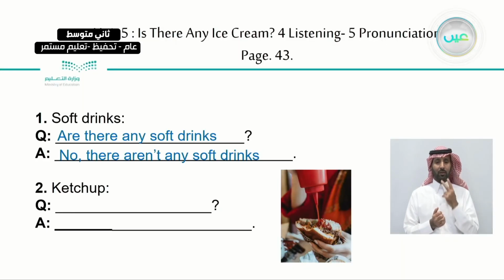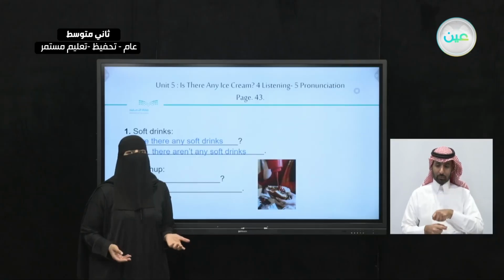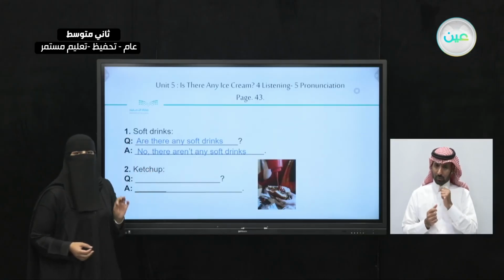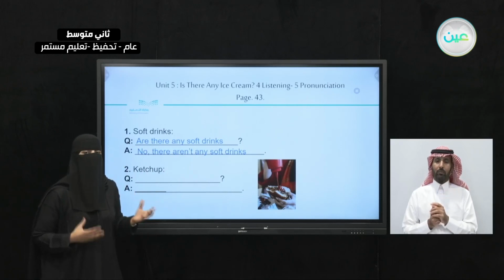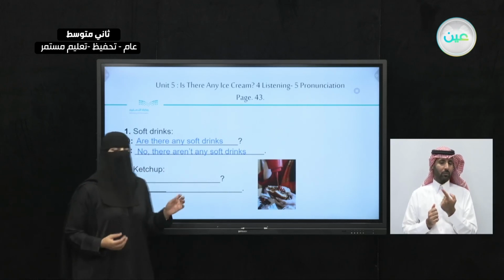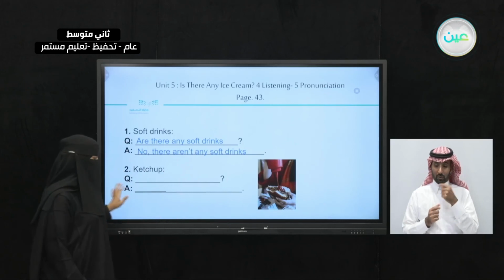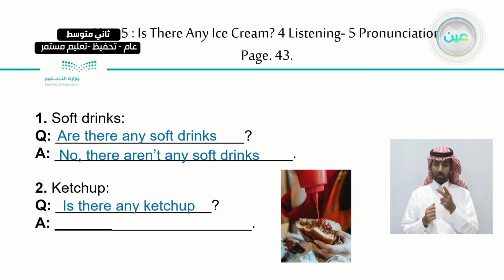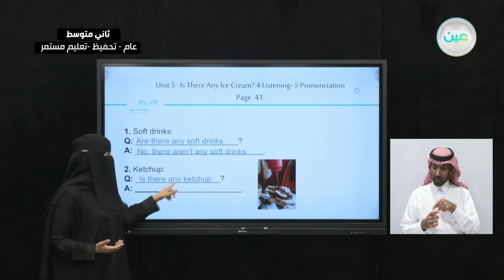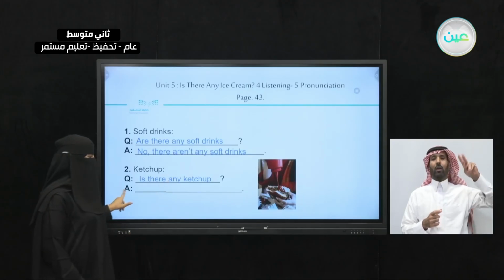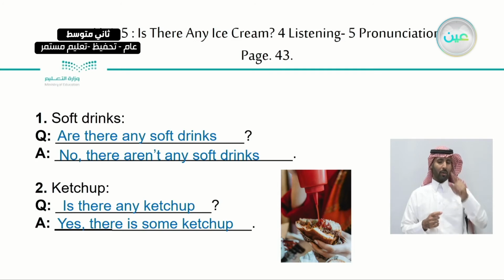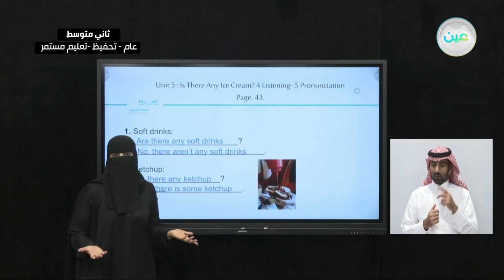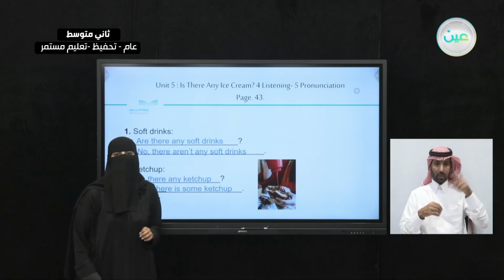Now, how about ketchup? Do you like to have ketchup on your food? I like ketchup with fries. Now, let's take a look and see the question and the answer. How can you order if you want ketchup? You can say, is there any ketchup? We used any here. So how about the answer? Yes, there is some ketchup. Because the answer is yes, we have the word some here.